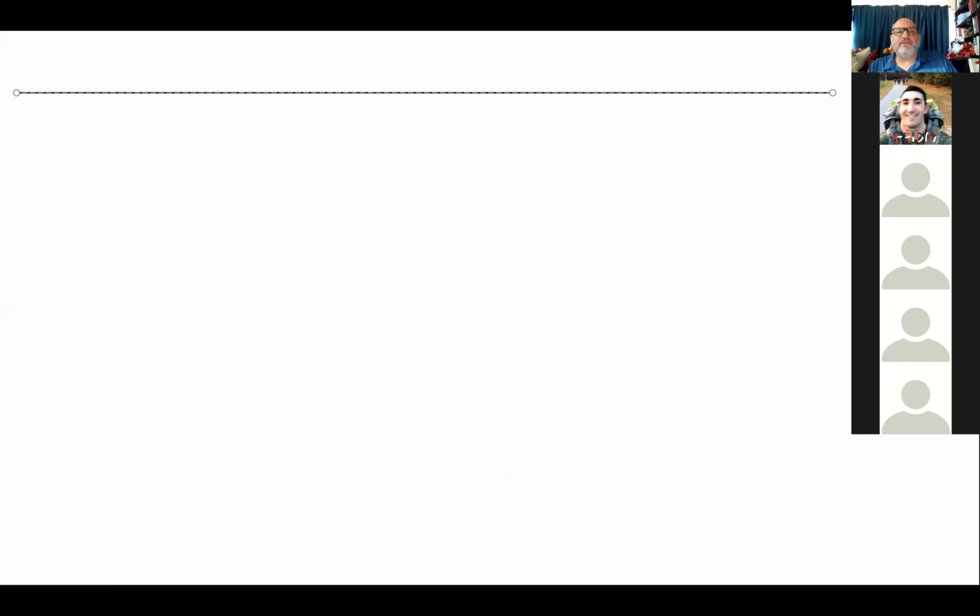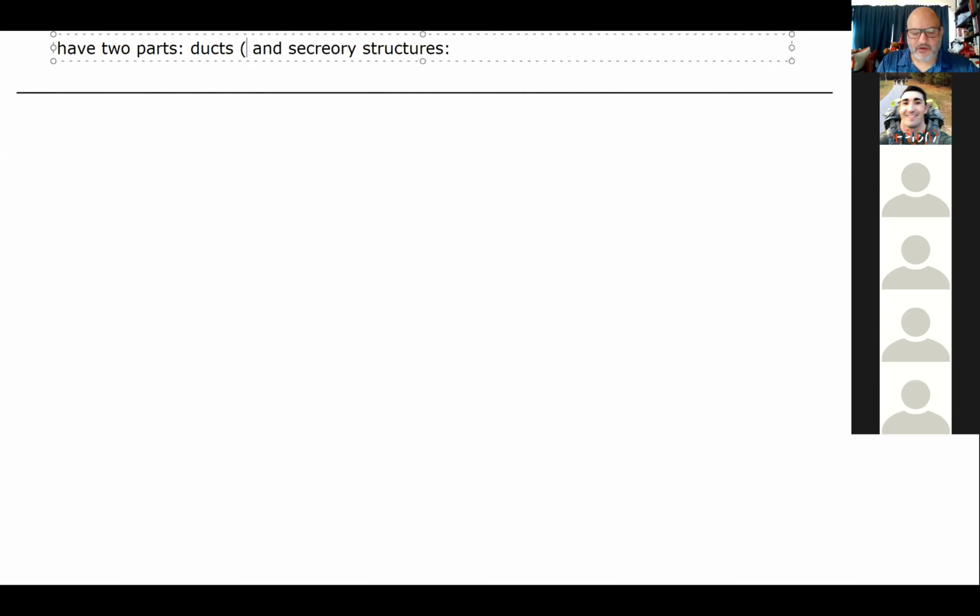And for artistic purposes, again, remember all of these multi-celled glands have two parts. And those two parts are the ducts and the secretory structures. And so what we are going to do to make this easy is the ducts I will color blue, and the secretory structures we will color red.